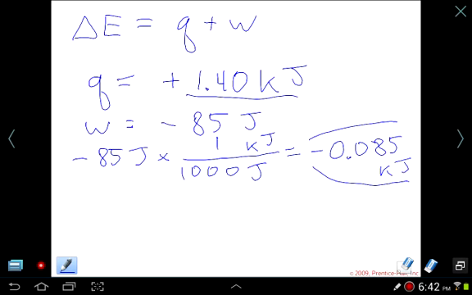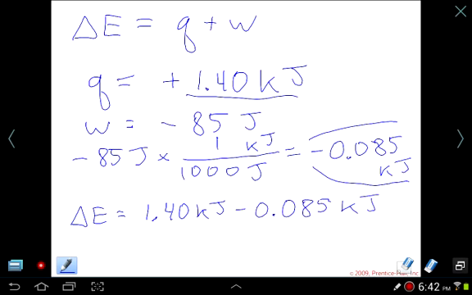So what you've got here is delta E, change in internal energy, is equal to 1.40 kilojoules minus 0.085 kilojoules. And if we subtract those out, we should get an answer that looks pretty close to 1.315 kilojoules. Is that right? Looks like that's how much we've got.